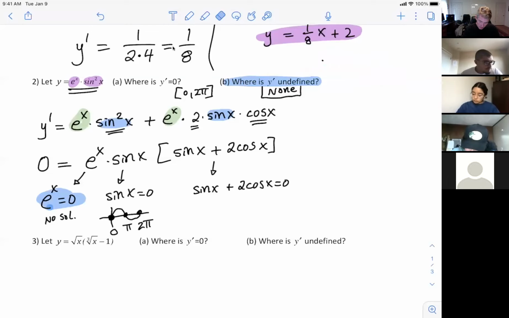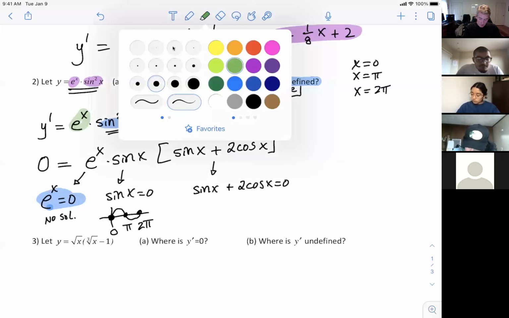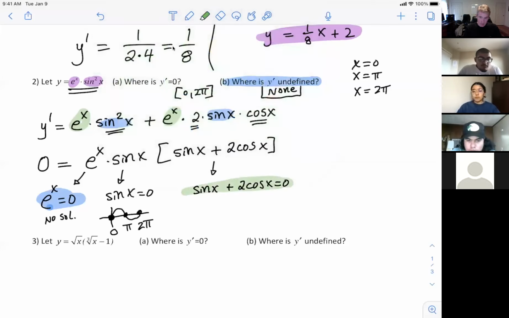So I think I'm going to make some space over here and then put my answers. So x equals 0, x equals pi, and x equals 2 pi. And then onto the third equation. How do I solve this? Anybody got any ideas?